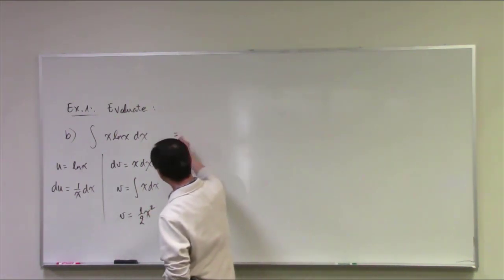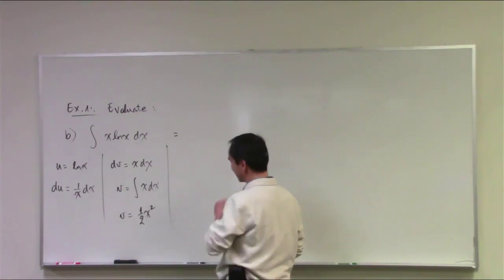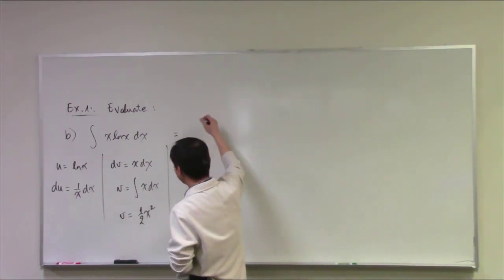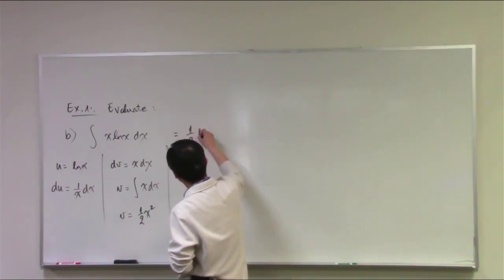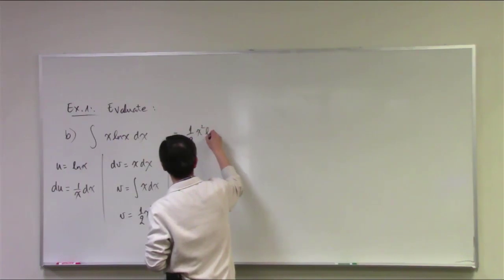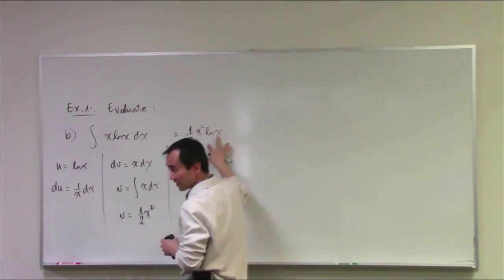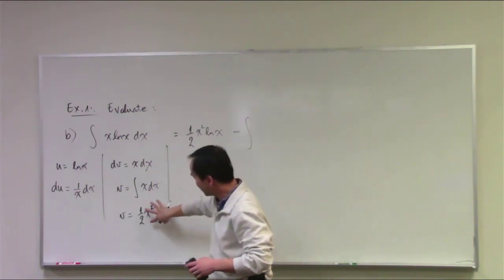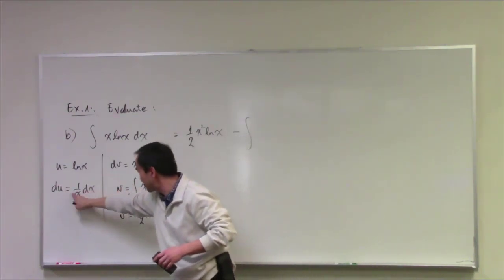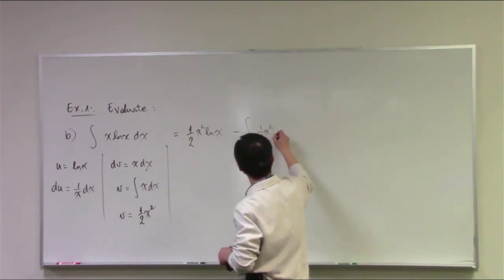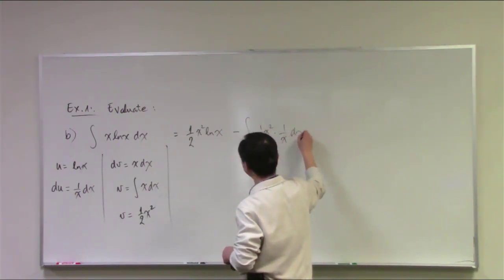So now for our next step, into the integration by parts formula, we have 1/2 x squared times the natural log of x. That's u times v. And then we're subtracting the integral of v du. So v is 1/2 x squared, and du is this, so we have 1/2 x squared times 1 over x dx.